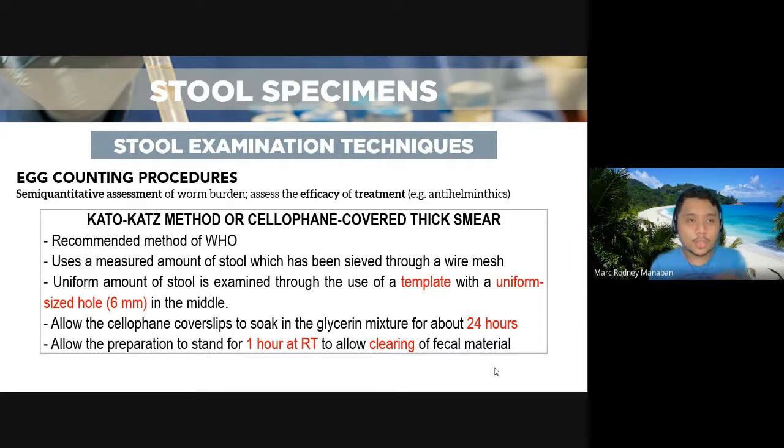Now, after putting the stool on the template, you can proceed with a procedure similar to Kato-thick. You put a cellophane on top of it, and then press it until it spreads, and then let it stand at room temperature for about an hour, or 20 minutes in your paralab manual, for the glycerin to act on it. So it's the same procedure. The difference is you have a template, and you can solve. It's quantitative.